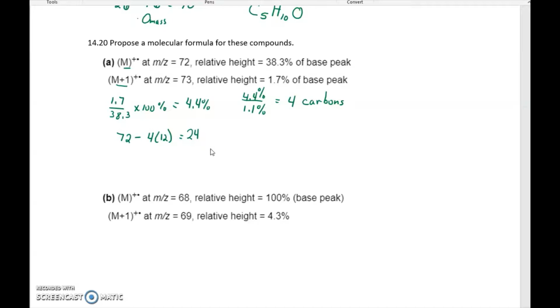And I'm going to look at the 24. I'm going to see that it's even, so I don't have a nitrogen. It's too large a mass for it just to be hydrogen. So we're going to take the 24 and subtract off 16 for oxygen. And we'll have 8 hydrogens. And so our formula will be C4H8O.